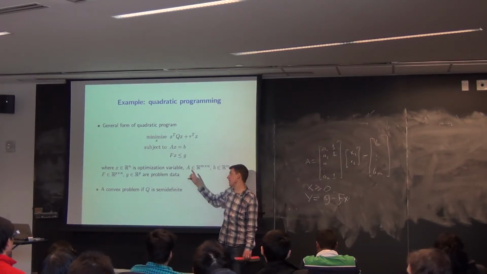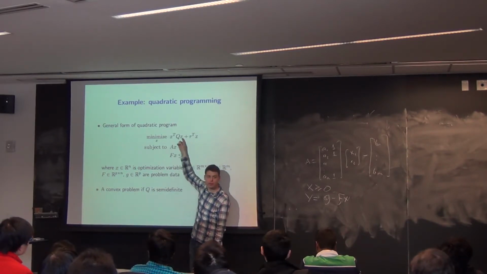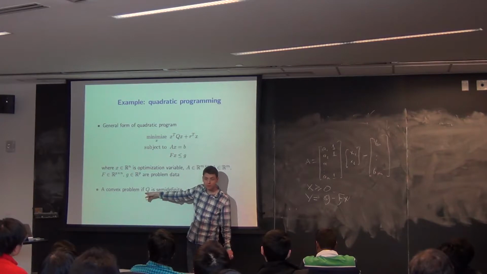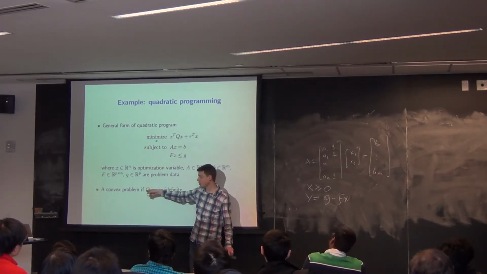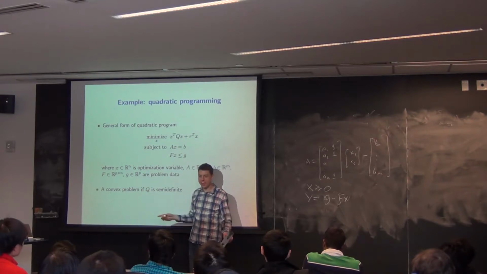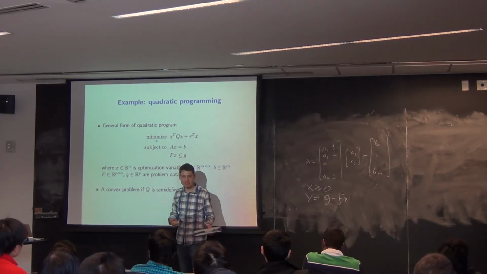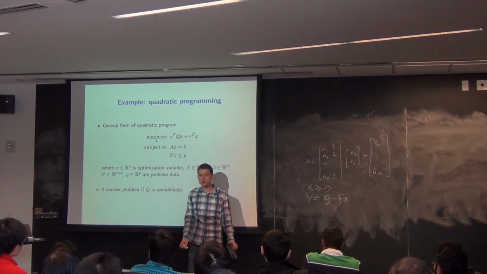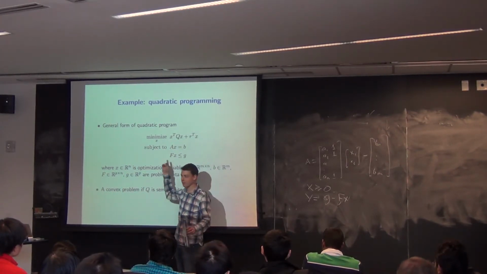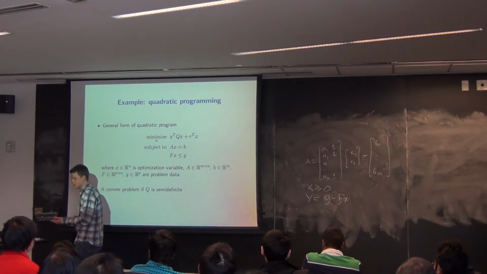It turns out that the Hessian of this objective is actually equal to Q. The matrix of second derivatives is equal to Q. And so the condition for it being convex has to be that the Hessian is positive definite or positive semi-definite. So in order for this to be a convex function, Q has to be positive semi-definite.